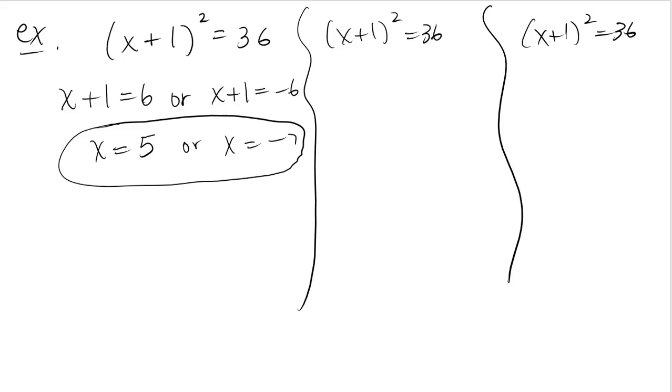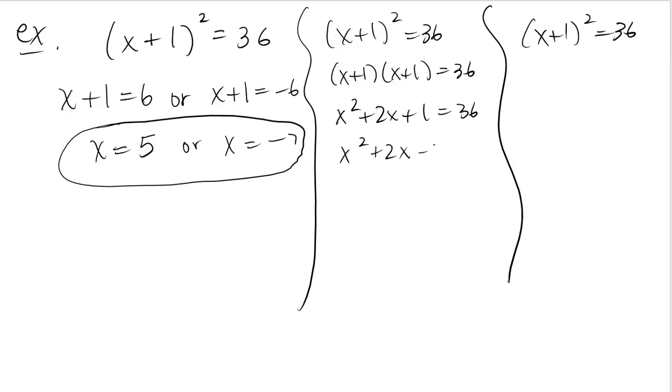To do this with the zero factor theorem, or by the quadratic formula, I would have to get 0 on one side. Most of us would probably expand this first. So let me expand here. X plus 1 times x plus 1 equals 36. That's x squared plus 2x plus 1 equals 36. And then I would subtract 36 from both sides and get x squared plus 2x minus 35 equals 0.